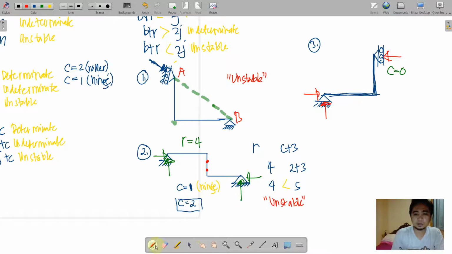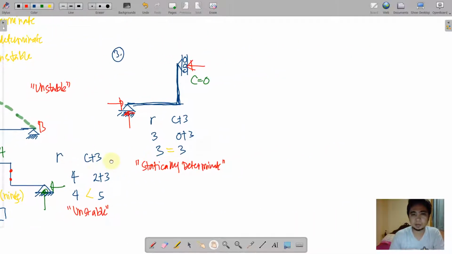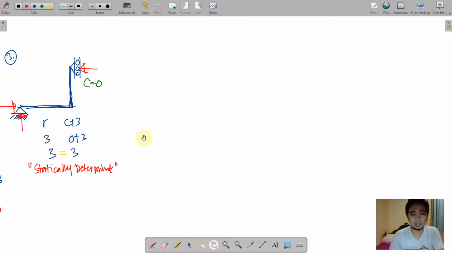So we could easily compare R to C plus 3. R here is 3, so 0 plus 3, therefore 3 is equal to 3. And if we have an equal result of comparison, therefore this is statically determinate. That is statically determinate. Okay, may we have another one?